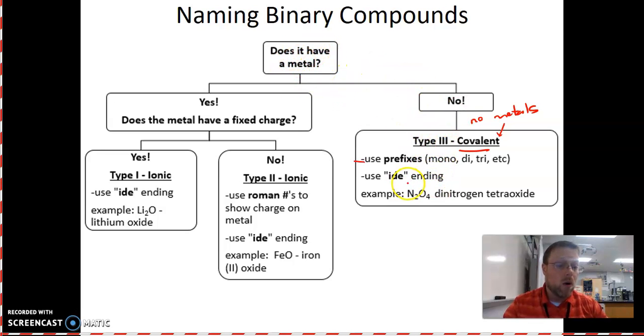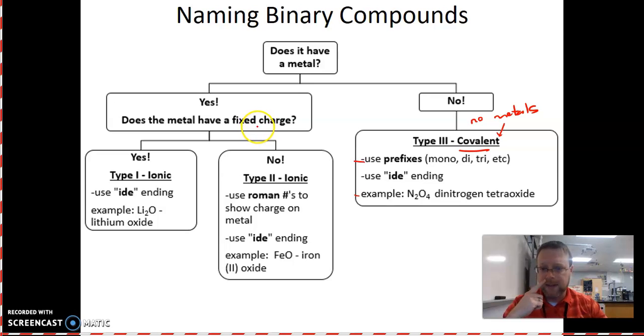If the answer is no, then you're going to use the same rules that we used in the last unit, where if you had just two nonmetals, you use those prefixes like mono, di, tri, tetra, penta, hepta, hex, octa, nona, deca, and you put an "ide" on the second element. For example, N2O4 would have been dinitrogen for the two N's and tetraoxide. Now, ionic compounds have a completely different set of rules.